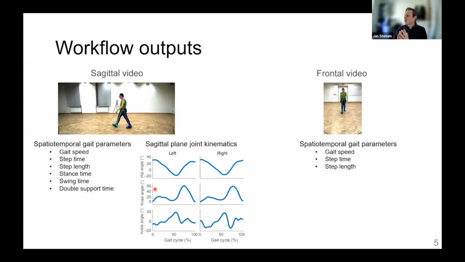And so the outputs that you get for the sagittal workflow would be various spatial temporal gait parameters such as gait speed, step time, step length, stance time, swing time, double support time, and sagittal plane joint kinematics of the lower limb, left and right, hip, knee, and ankle angles. For the frontal plane workflow, we get a more limited set of spatial temporal gait parameters: gait speed, step time, and step length.